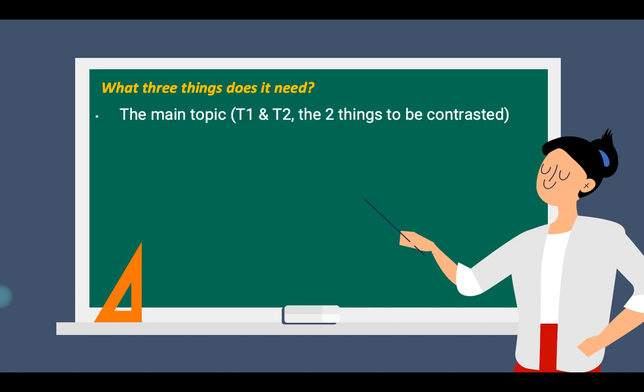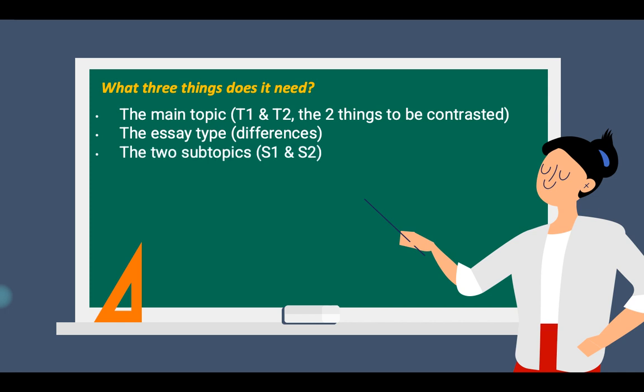It needs to tell us the main topic. In this case, it's the two things that will be contrasted in the essay. And it needs to tell us the essay type. In this case, it's differences. And it needs to tell us the two subtopics, the two different ways that these things will be contrasted.